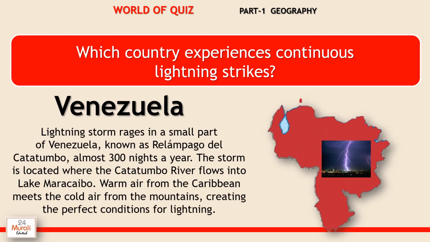Venezuela. A lightning storm rages in a small part of Venezuela, known as Relámpago del Catatumbo, almost 300 nights a year. The storm is located where the Catatumbo River flows into Lake Maracaibo. Warm air from the Caribbean meets the cold air from the mountains, creating the perfect conditions for lightning.